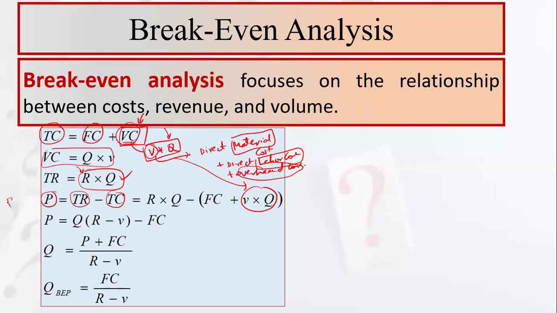It is dependent on the Q. So P(Q) is the profit when you produce Q. So Q equals P plus FC divided by R minus V. You understand me?